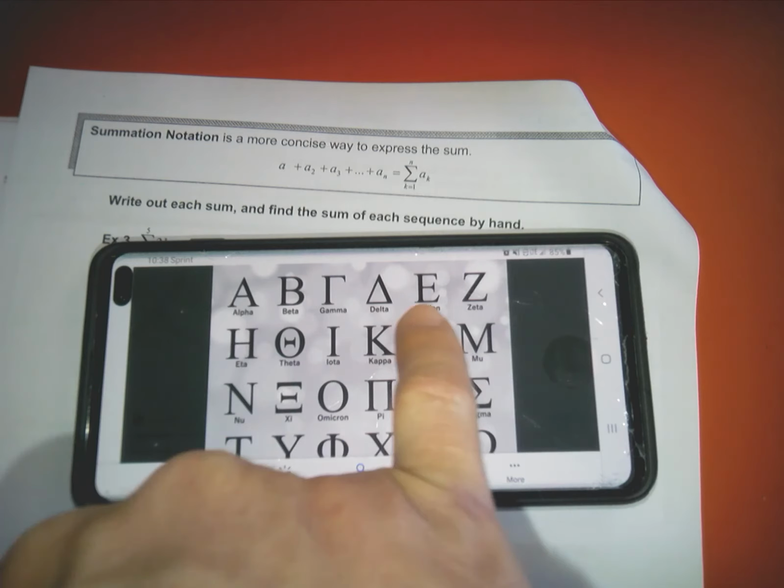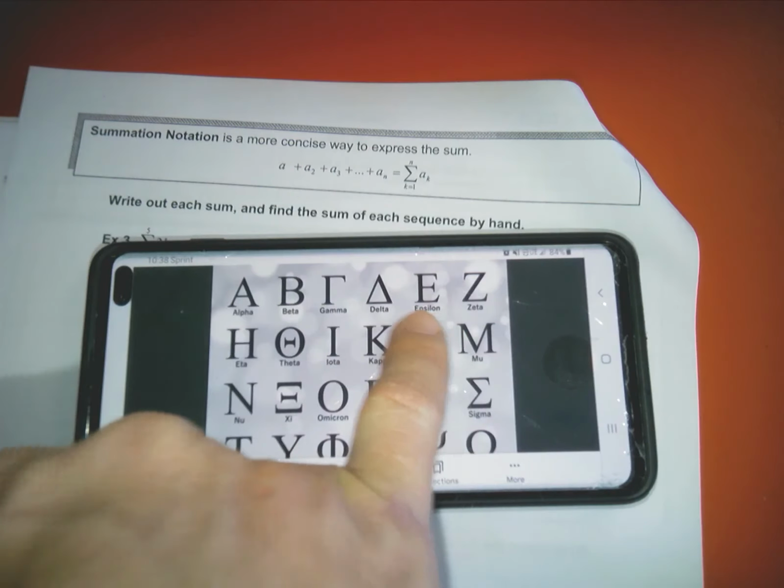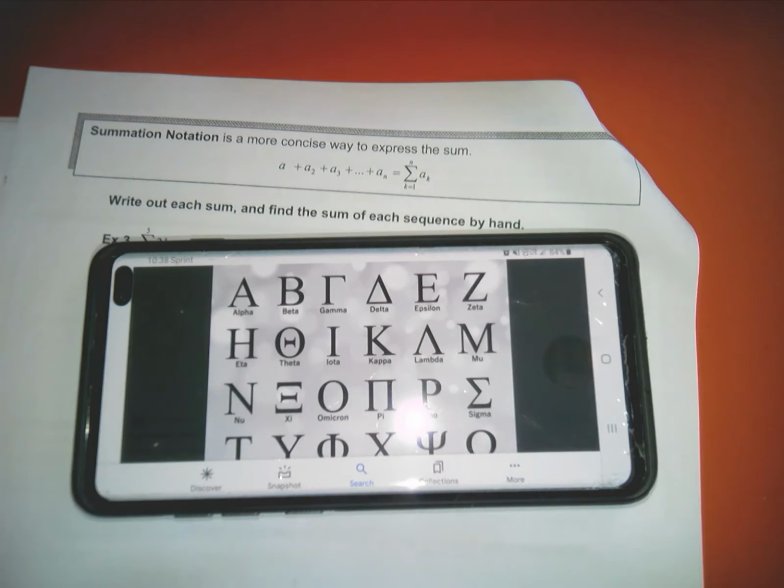Yeah, we see it in the summation, right? So that's epsilon, okay? But excuse me, that's sigma. Where do you see that stuff? Have you seen that anywhere? You see it in physics, right?